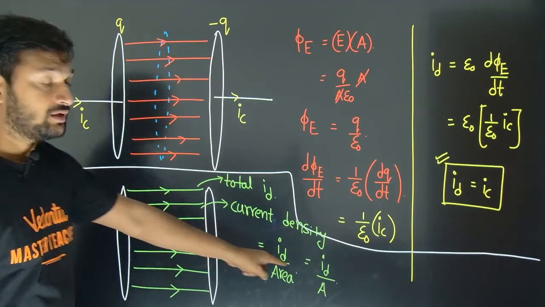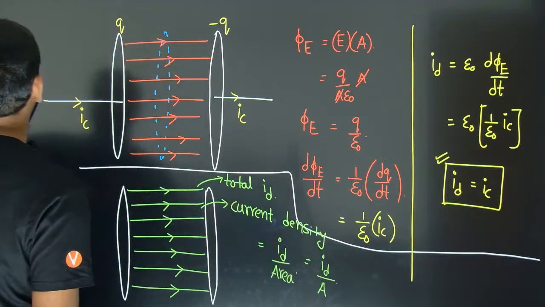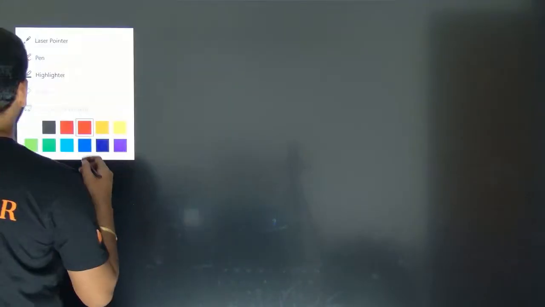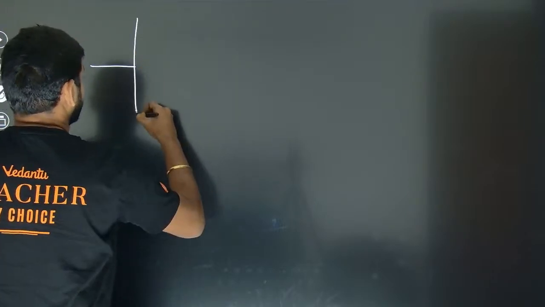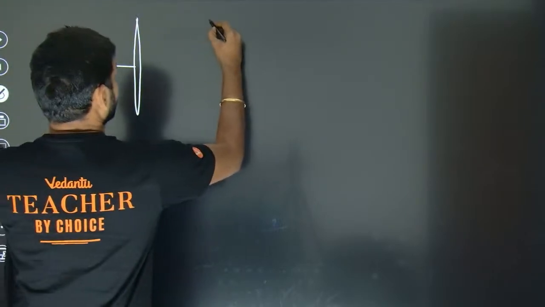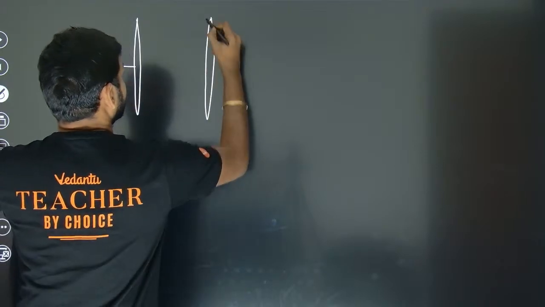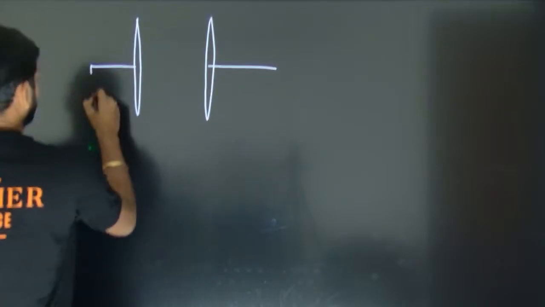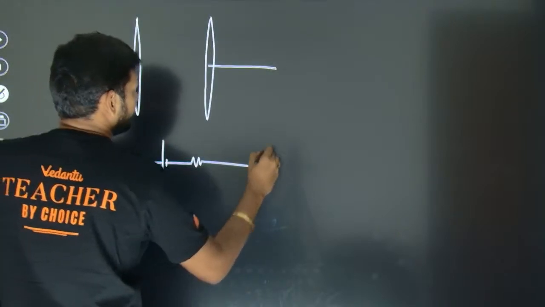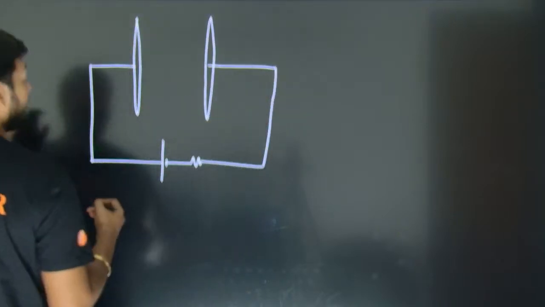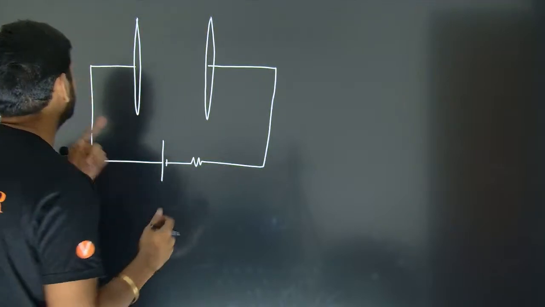Okay. Now let us go back. We got this. So what is the proper thingy now? What is the proper thingy? The proper thingy is going to be whenever you are talking about the capacitor, whatever the area might be, we have to take into consideration two currents.